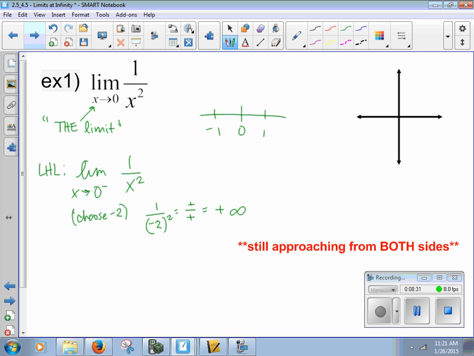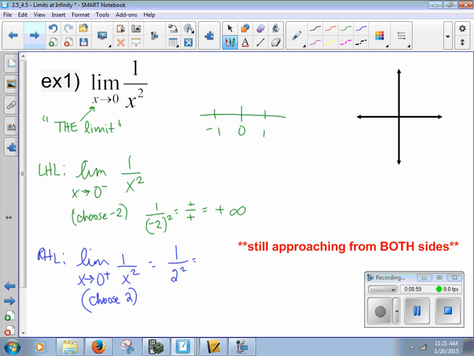Right-handed limit. Now, if I chose negative 2 for my left-handed limit, because y'all know how I'm kind of crazy this way, I like to keep things the same, what do you think I'm going to choose for my right-handed limit? I'm probably going to choose positive 2. So let's choose positive 2 and substitute.